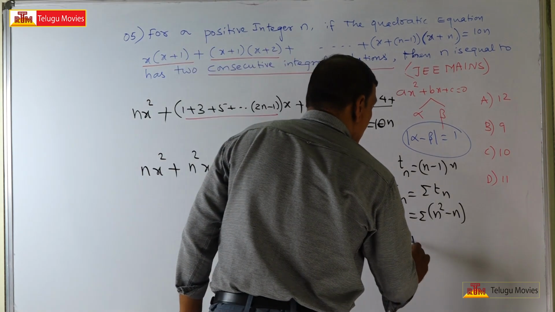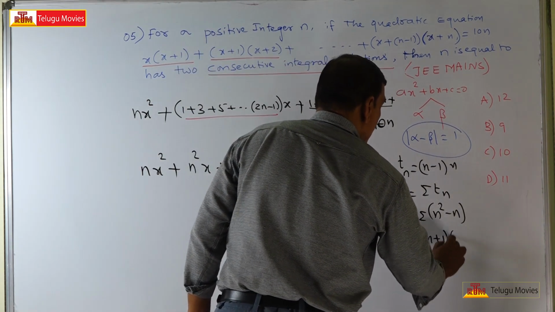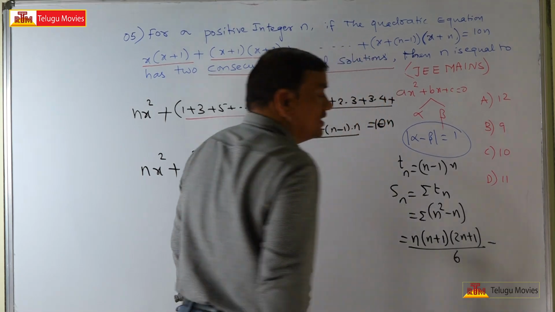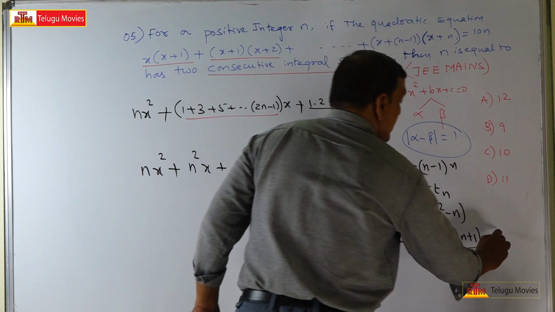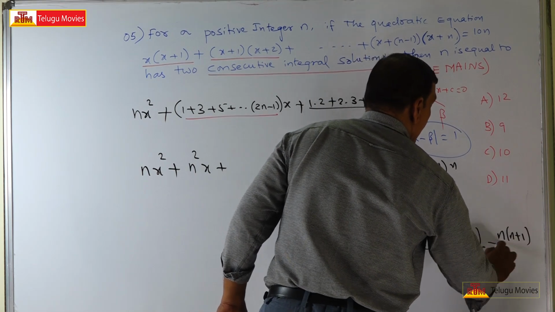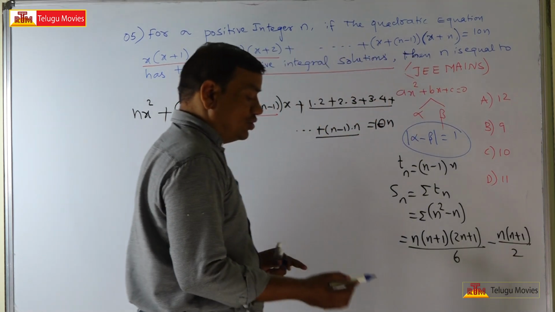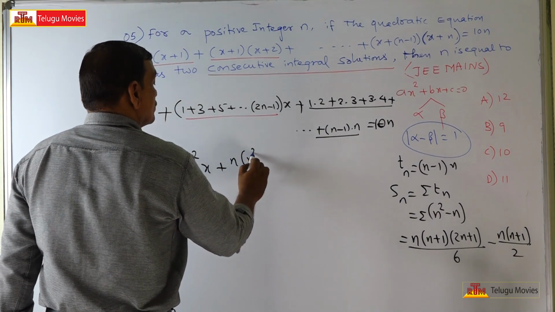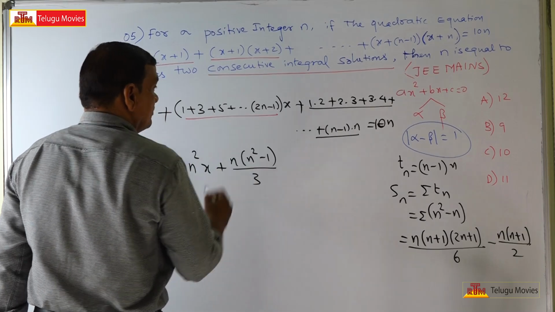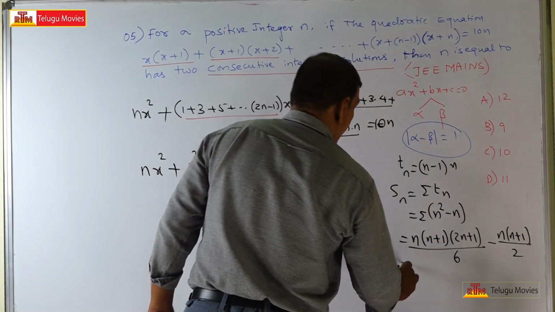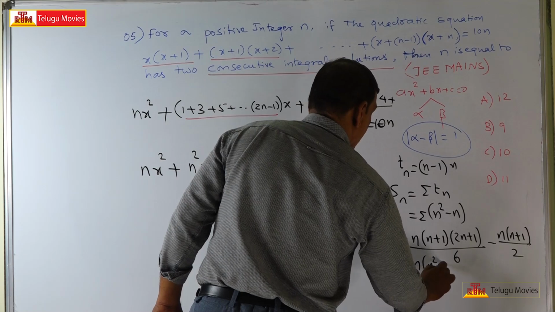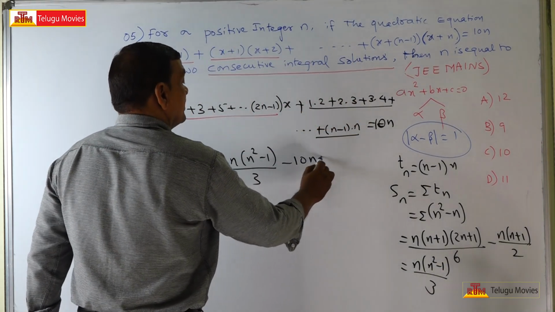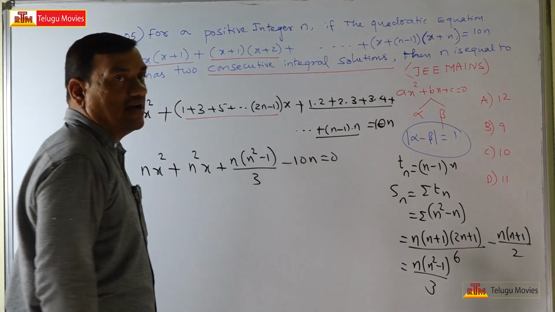Sigma n square formula is n into (n plus 1) times (2n plus 1) upon 6, minus sigma n formula n times (n plus 1) upon 2. If you take it common outside, you will get n times (n square minus 1) upon 3. So this total value is n times (n square minus 1) upon 3. So this is minus 10n. Take it to the left side, that is minus 10n.